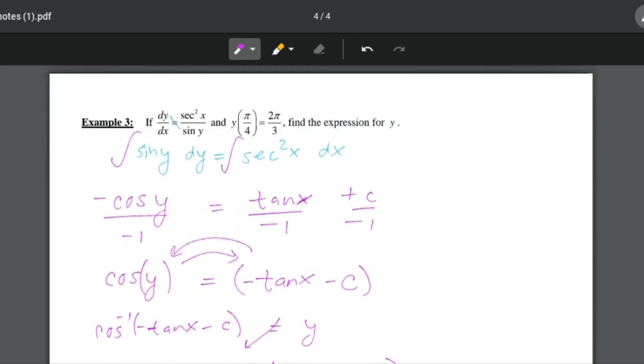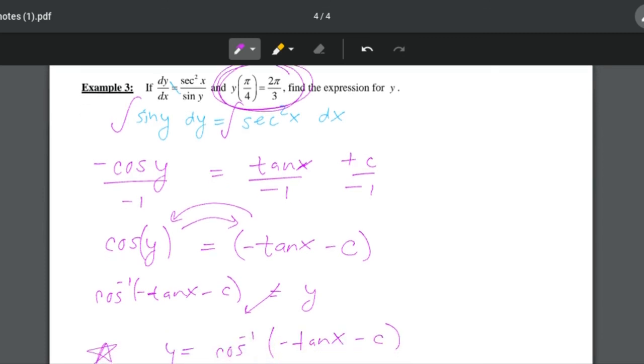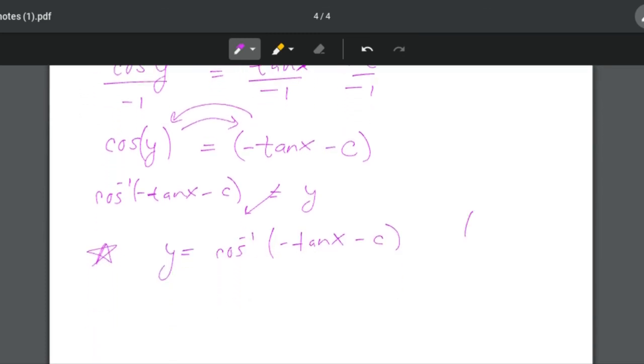So go back and we have this point right here that we got to plug in, pi over 4 comma 2 pi over 3. So we're plugging in the point pi over 4 comma 2 pi over 3, all right, for our x and our y. So let's try that. We got 2 pi over 3 equals inverse cosine of negative tan of pi over 4 minus c.